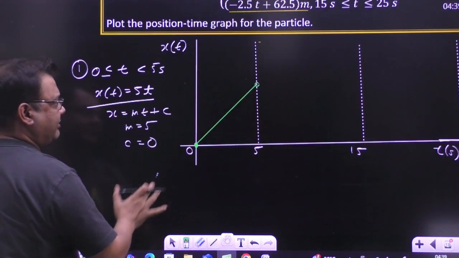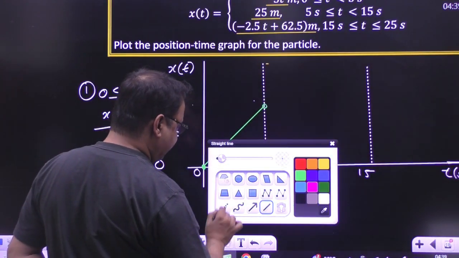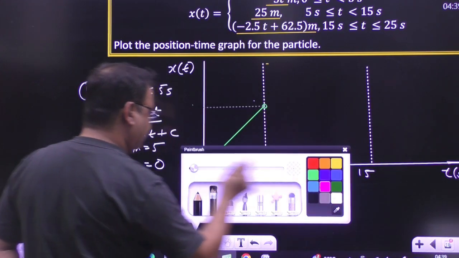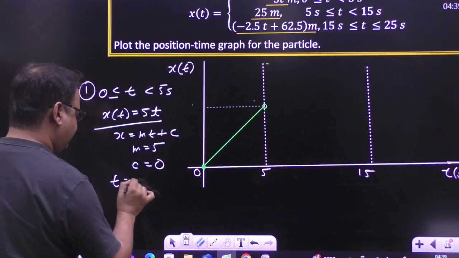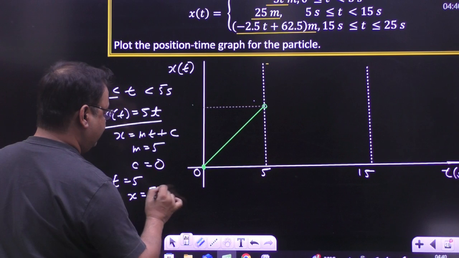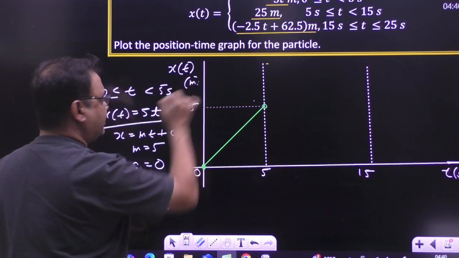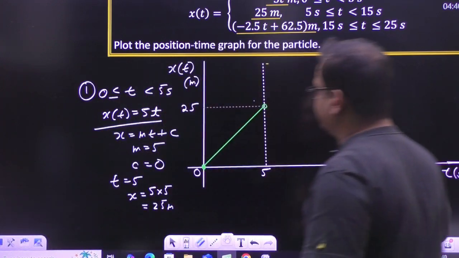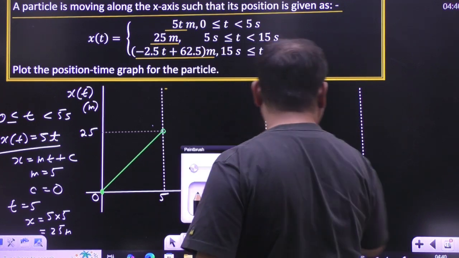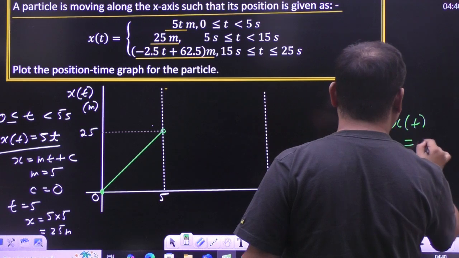Okay, now let's see segment 2. And also let me mark this value. Always we have to mark the end values. So what is the corresponding value of x in segment 1 when t is equal to 5? So x will be equal to how much? You can say 5 into 5, that is 25 meter. So this is your 25. Of course, I'm writing this in meters. Okay, this is your segment 1. Now if you see segment 2, in segment 2, x as a function of t is 25 meter.